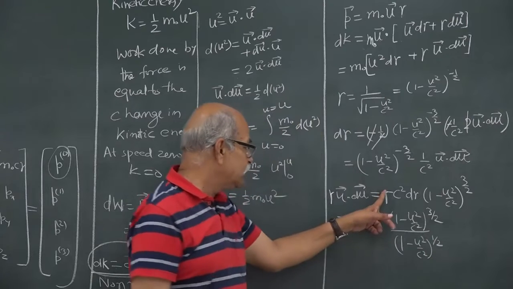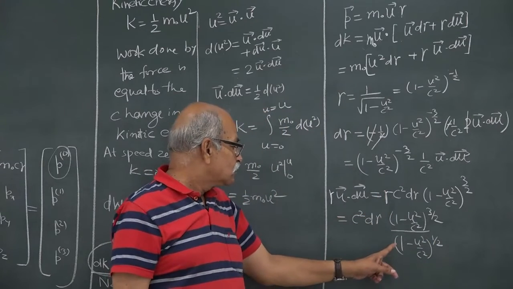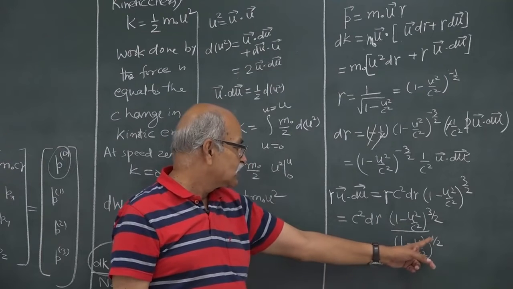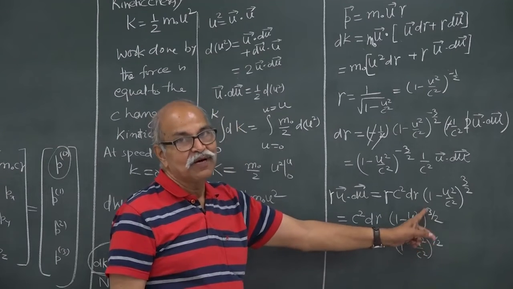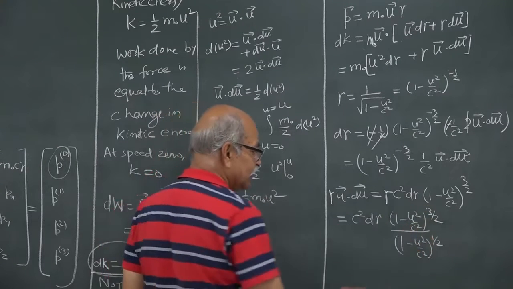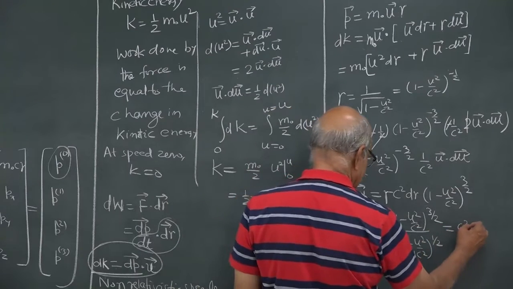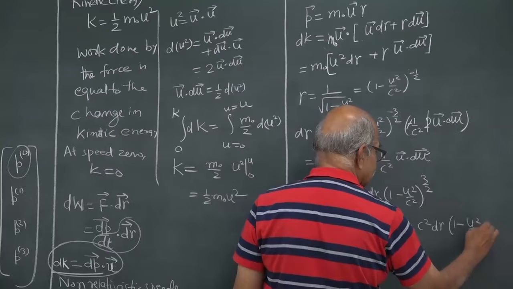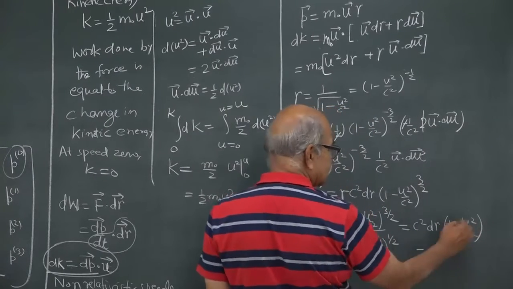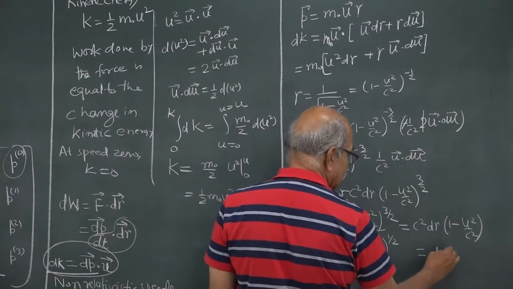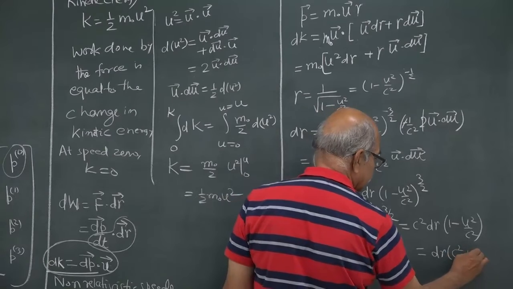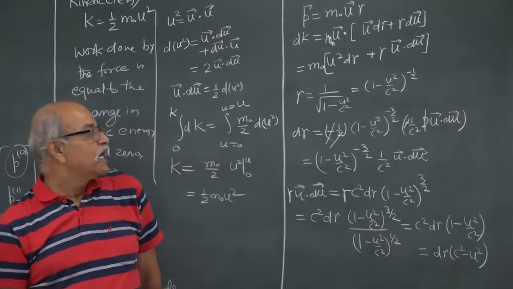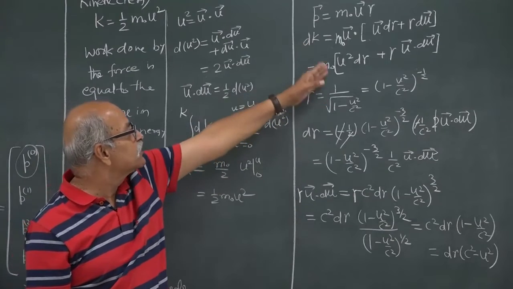This gamma I am writing 1 divided by square root of 1 minus u square by c square, and so this half power and this 3 by 2 power, they will simplify. It is c square d gamma (1 minus u square by c square). Take this c square inside, it is d gamma (c square minus u square), and put it here in the expression of dk.